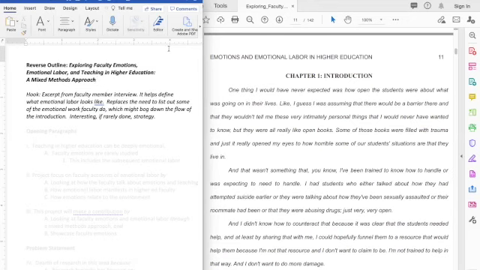I don't know how well you can see my screen, so I'm going to go ahead and read this to you. One thing I would have never expected was how open the students were about what was going on in their lives.